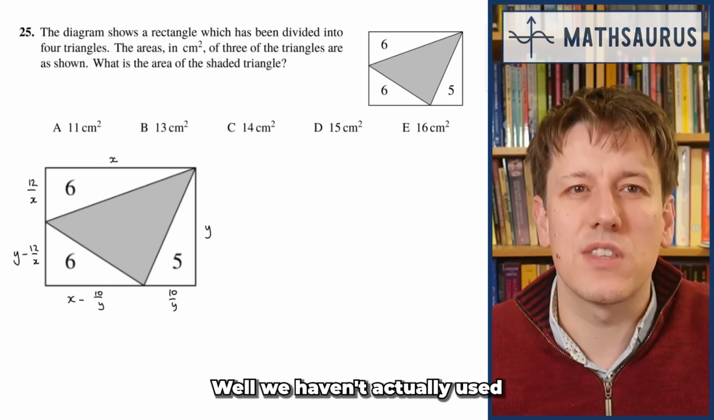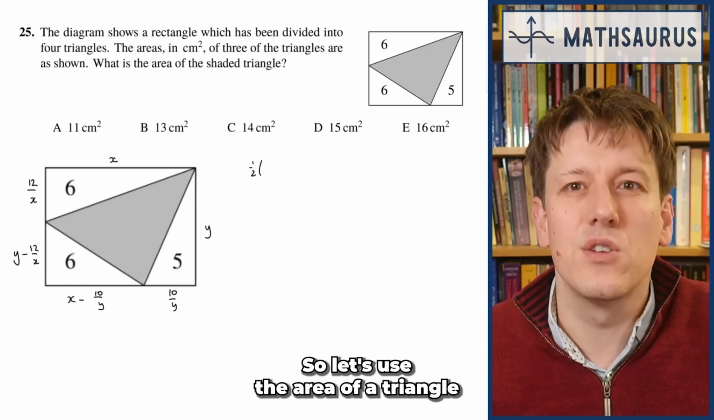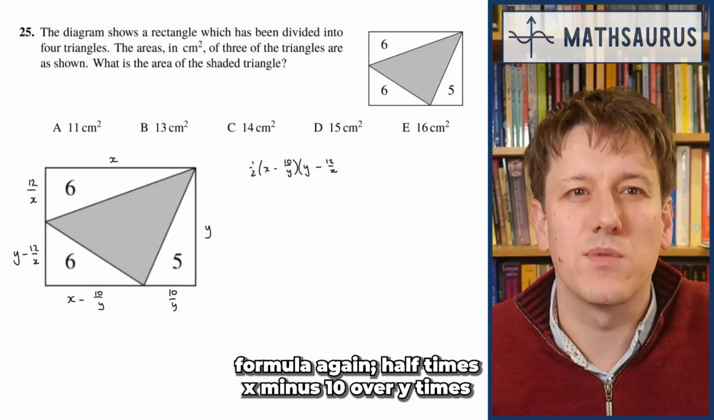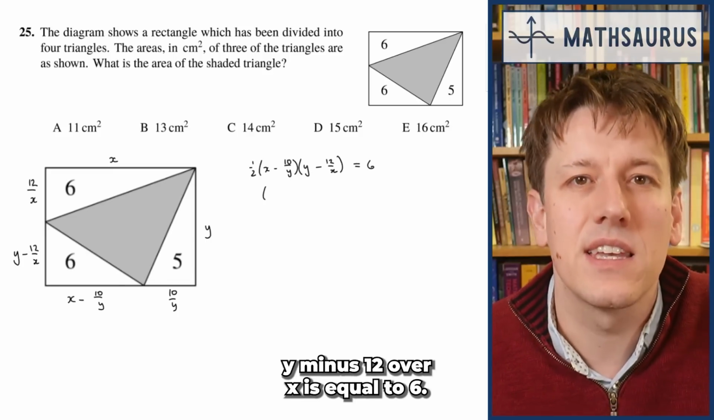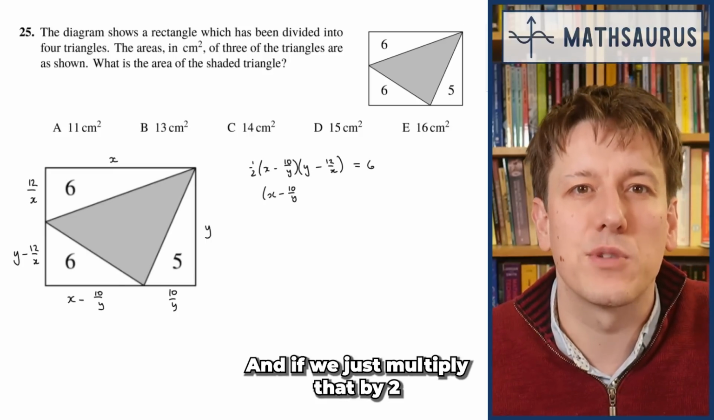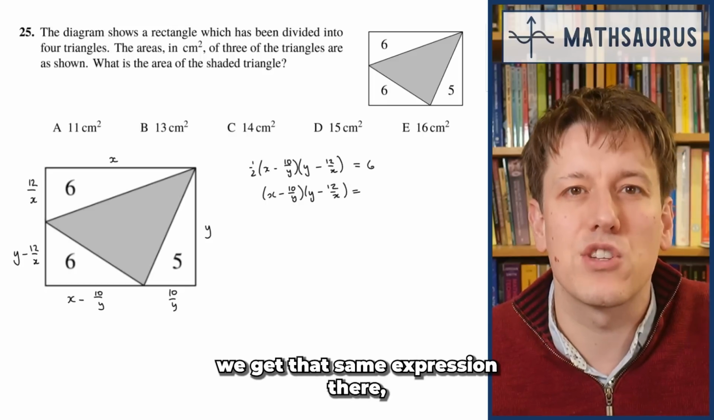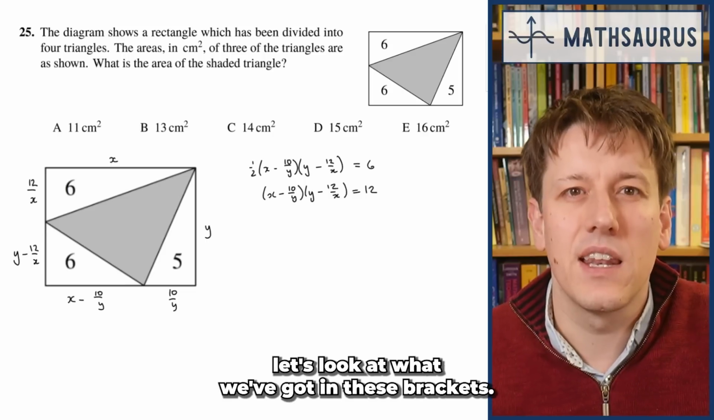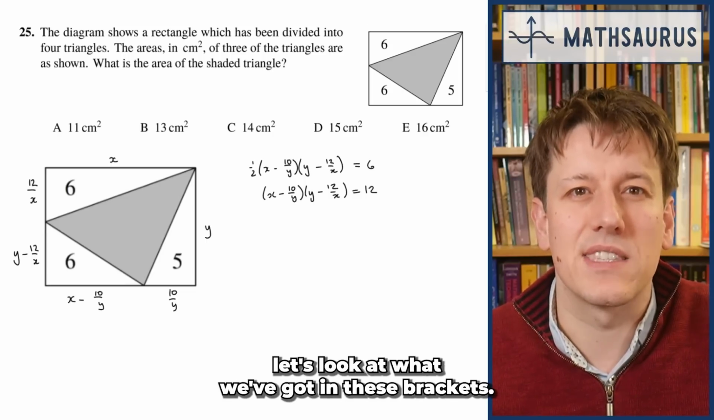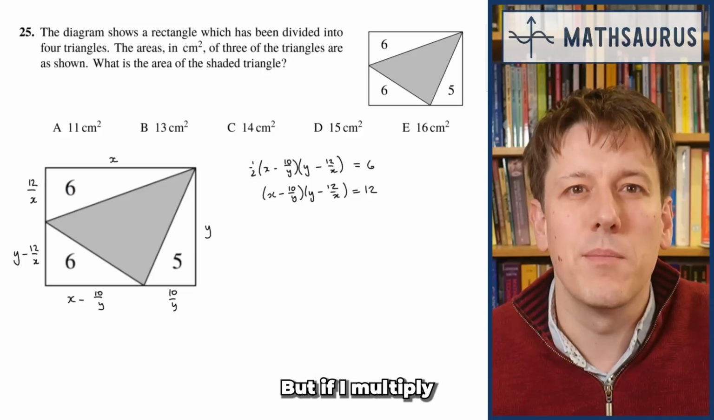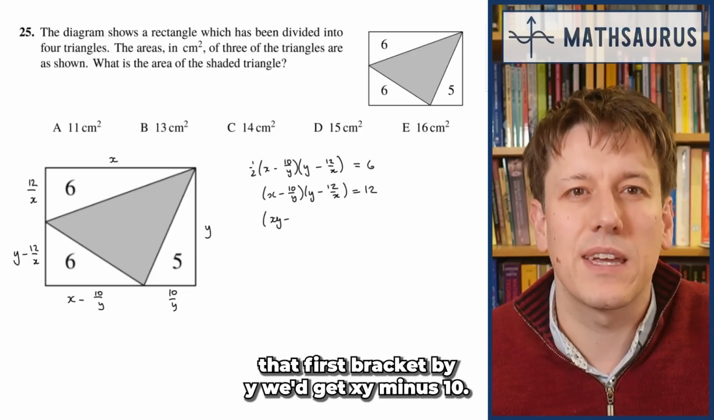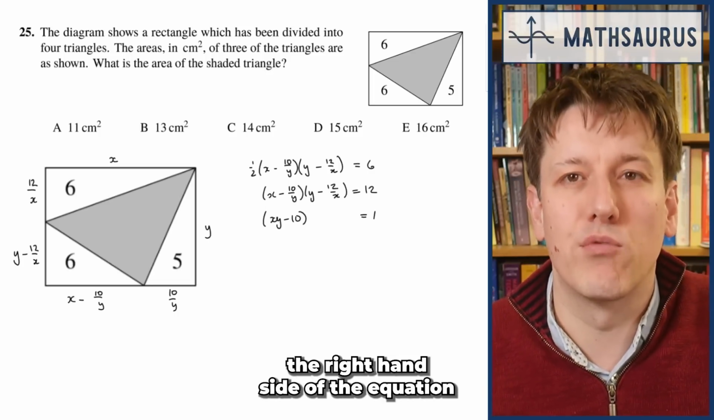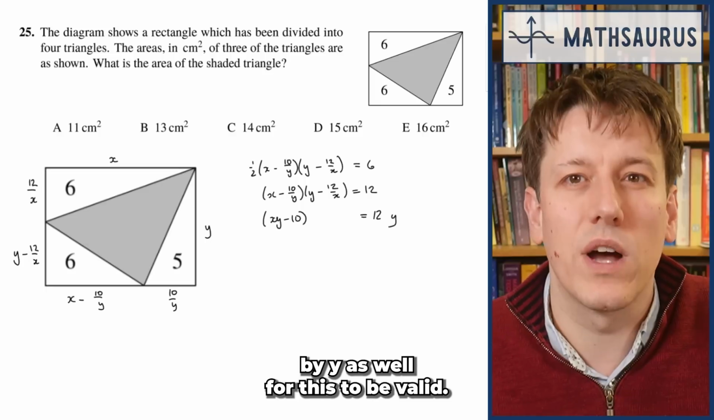Well, we haven't actually used that bottom left triangle yet, so let's use the area of a triangle formula again. A half times x minus 10 over y times y minus 12 over x is equal to 6, and if we just multiply that by 2, we get that same expression there without the half equals 12. And the really clever trick here is to say, let's look at what we've got in these brackets. There's a y and an x in the denominator, but if I multiply that first bracket by y, we'd get xy minus 10. Of course, I would need to multiply the right hand side of the equation by y as well for this to be valid.